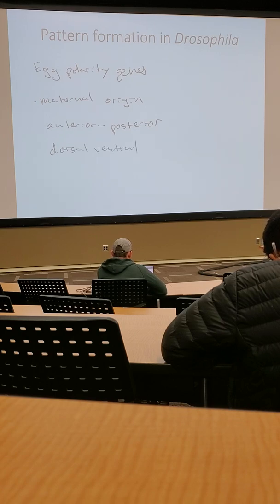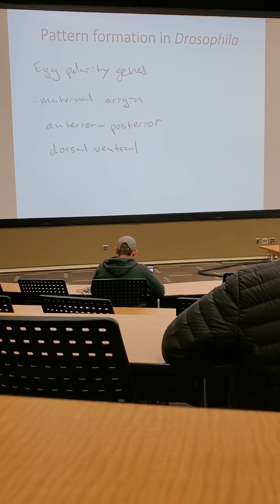So dorsal-ventral. Anterior, posterior, dorsal, ventral. Those are like four axes, right? Now this embryo kind of has like north, south, east, west. It has a polar coordinate system that can be used to build everything else.